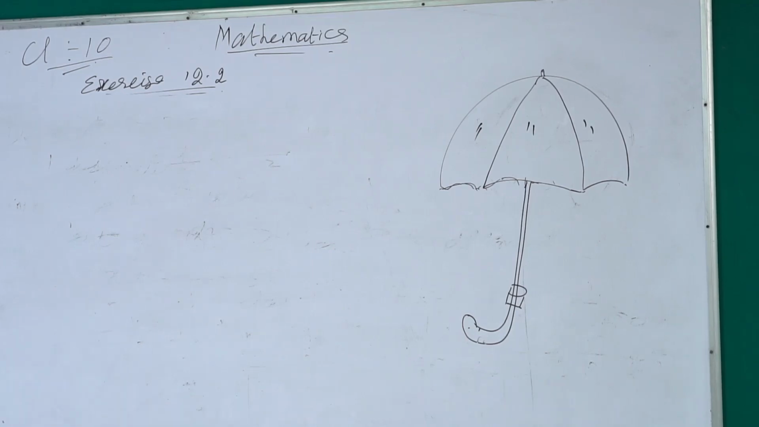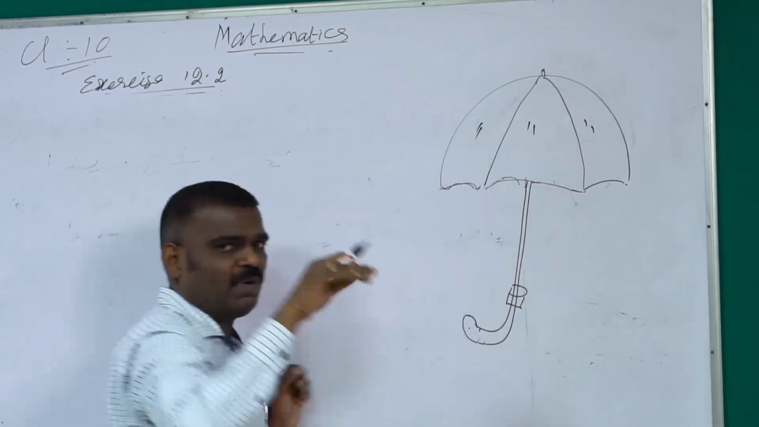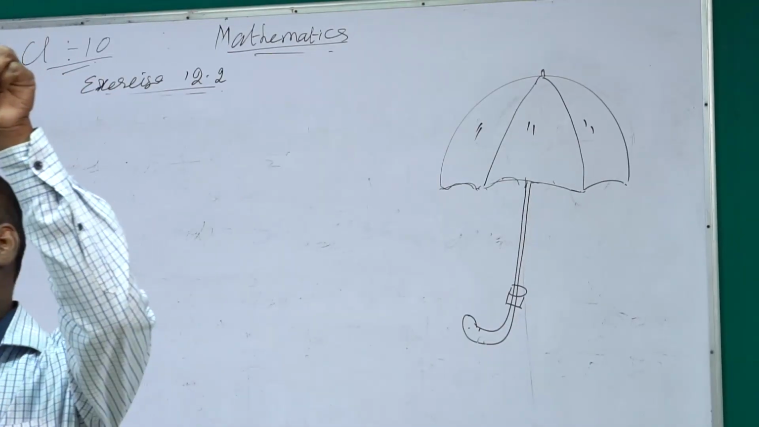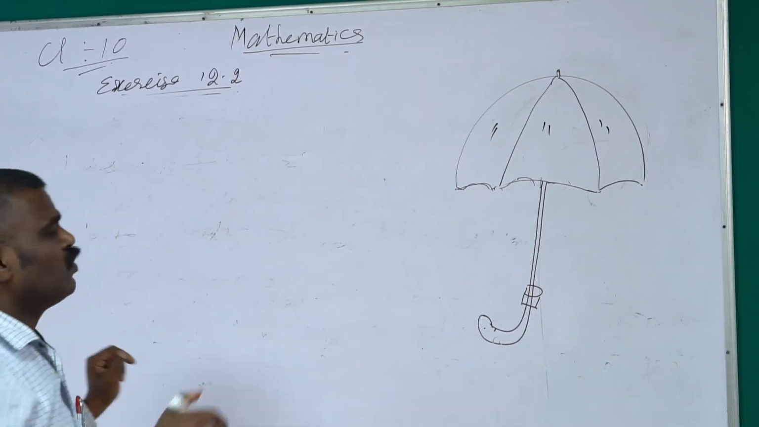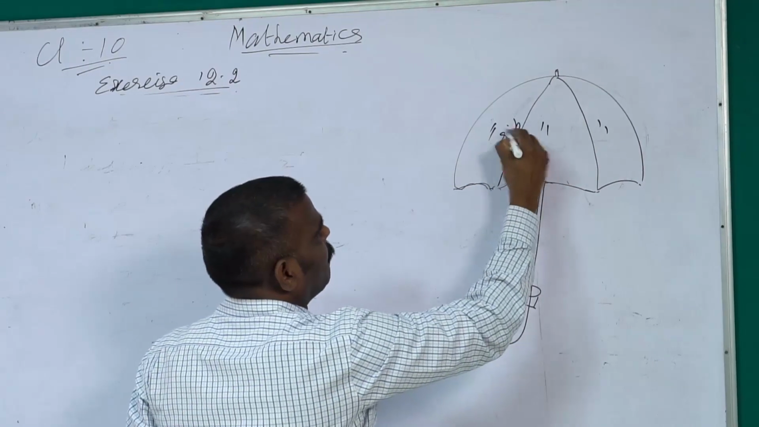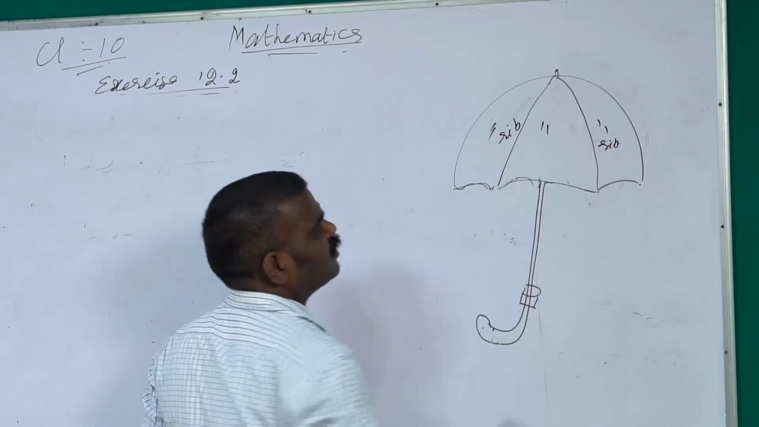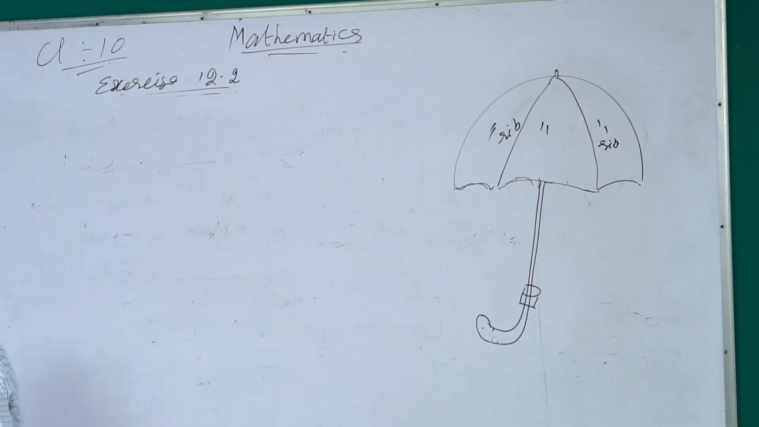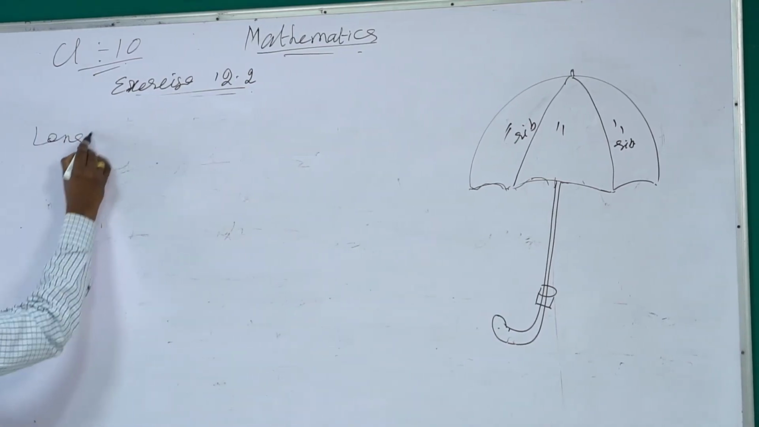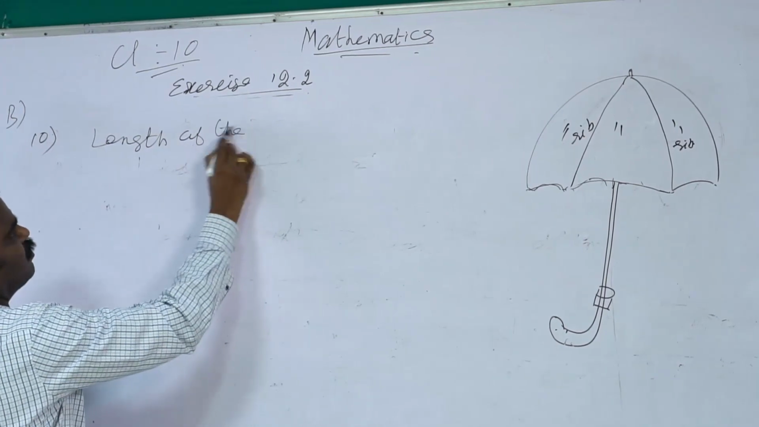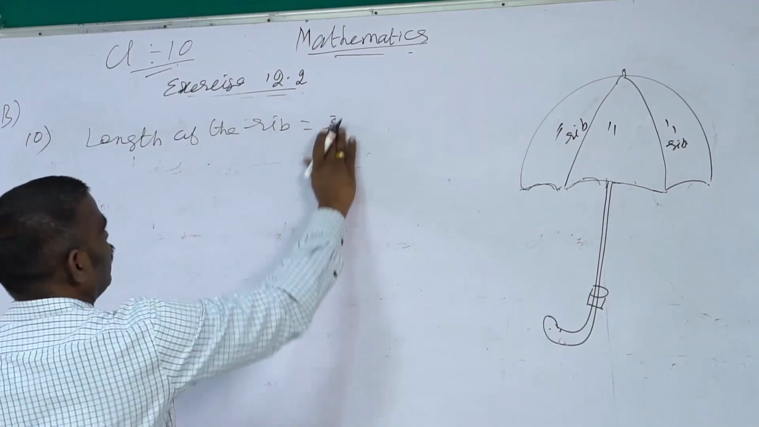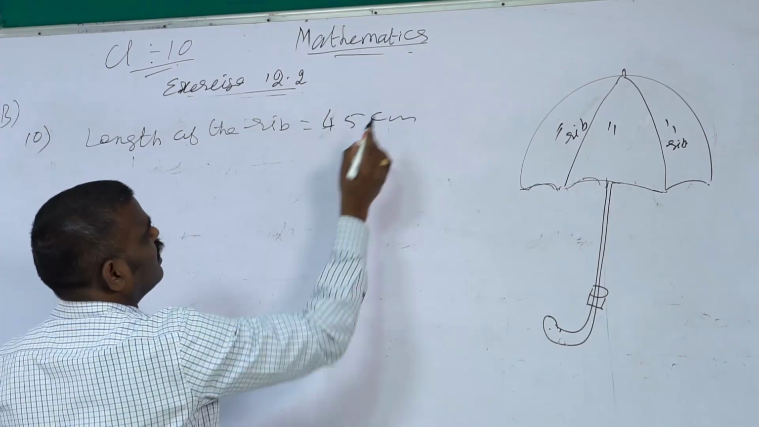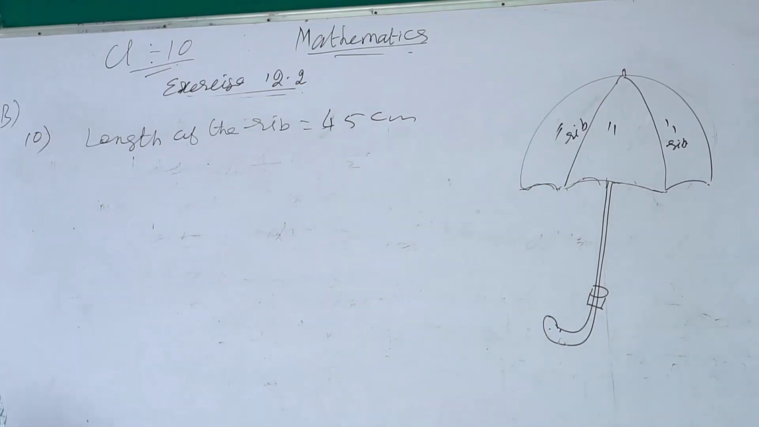find the area between two consecutive ribs. One rib is here. This is one rib. You know what is the rib? From the middle, the long iron rod that is going, right? That is called ribs. So this is a rib. Length of the rib, question number 10. How much? 45 centimeter. Length of the rib is 45 centimeter.